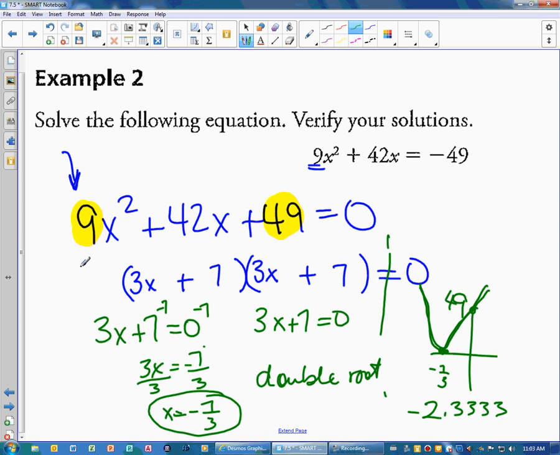So in your homework, if you've got this leading coefficient happening, it's going to be one of these kinds because I'm not going to ask you to do the other ones.